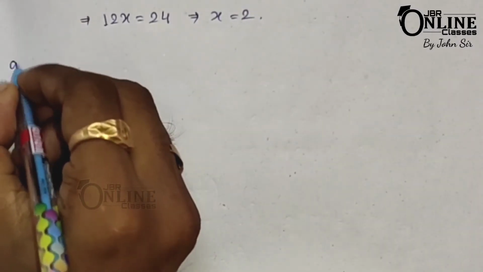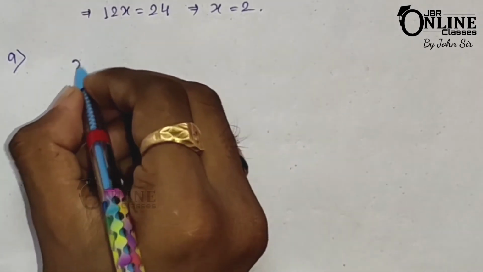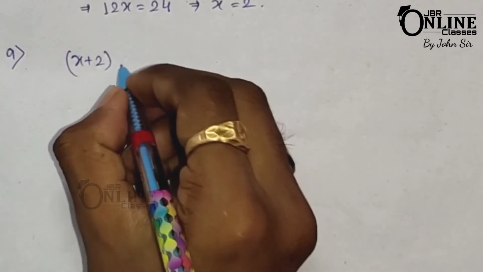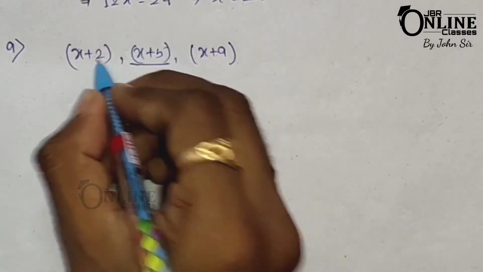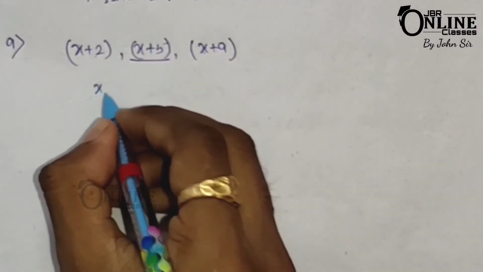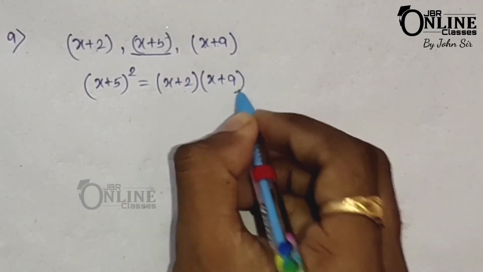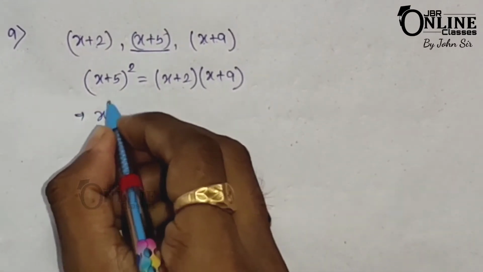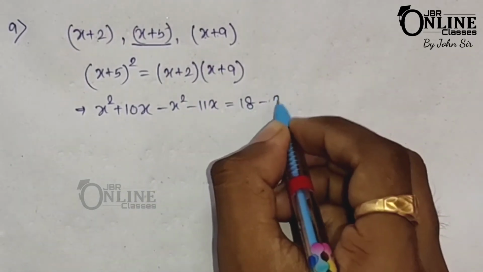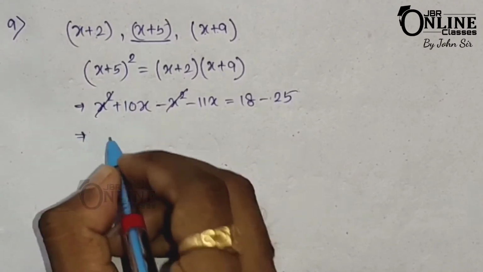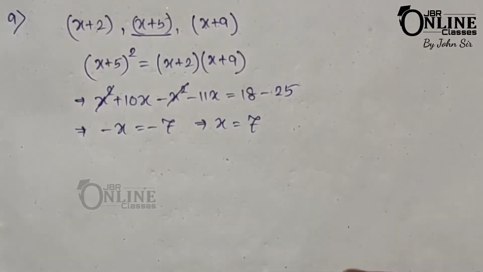Now sum number 9. In sum number 9, if x plus 5 is the mean proportion between x plus 2 and x plus 9. Okay, so according to the formula, you can write x plus 5 whole square equals x plus 2 into x plus 9. Okay, so from that you will get x square plus 10x minus x square minus 11x equals 18 minus 25. x square cancels out. So here minus x equals minus 7, and finally you will get x equals 7. So that is the answer.